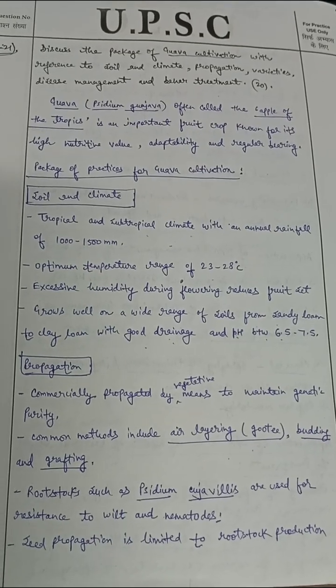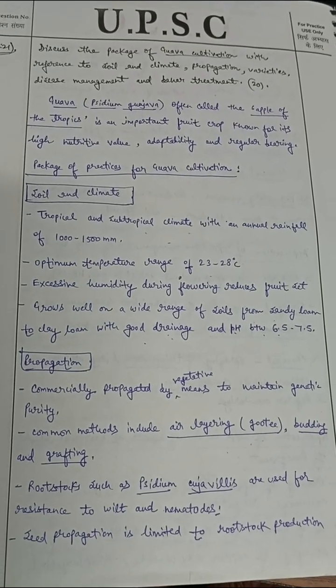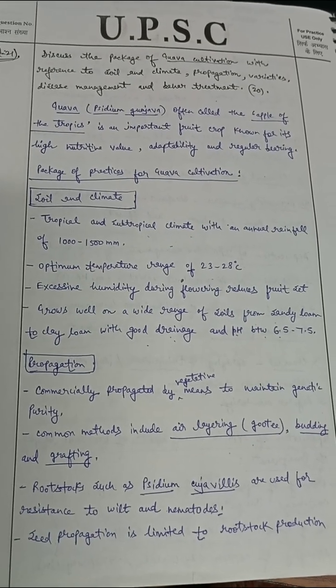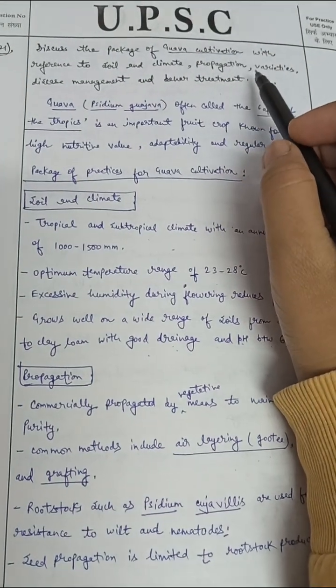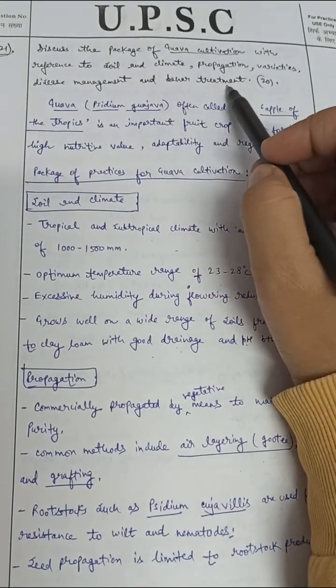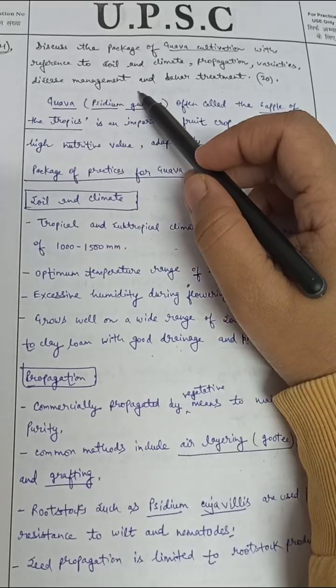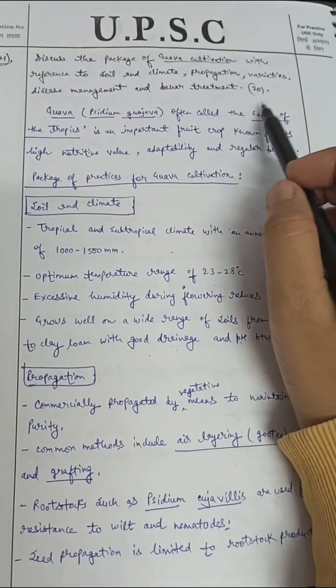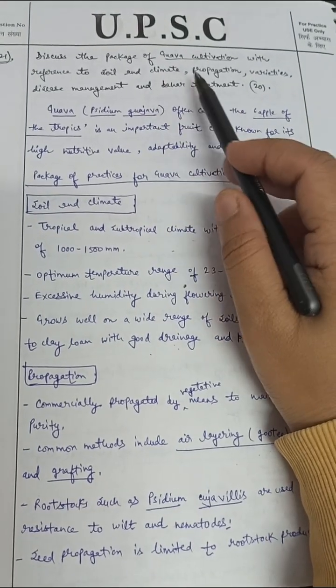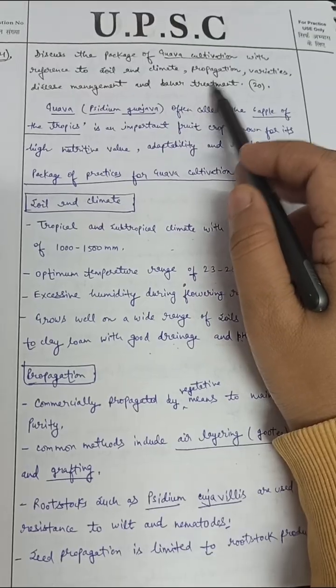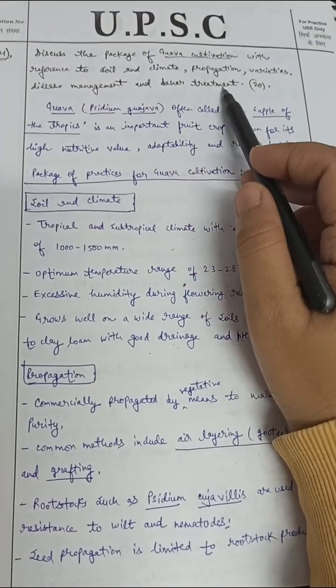Hello everyone, this is the UPSC 2023 Agriculture Optional question paper. So the question is: discuss the package of guava cultivation with reference to soil and climate, propagation, varieties, disease management and Bahar treatment. It is a 20 marks question and we have to take all the points like soil and climate, propagation, varieties, disease management and Bahar treatment.